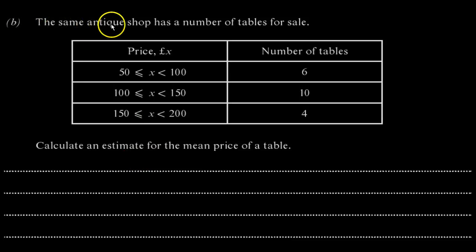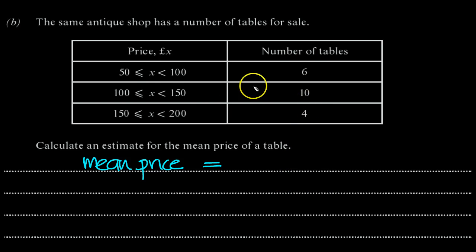Part B. The same antique shop has a number of tables for sale. Here's the table here. 6 tables between £50 and £100, 10 tables between £100 and £150, and 4 tables between £150 and £200. Calculate an estimate for the mean price of the table. So the mean price, or the average price estimate, well, we need the total price cost of all the tables divided by the number of tables, don't we?